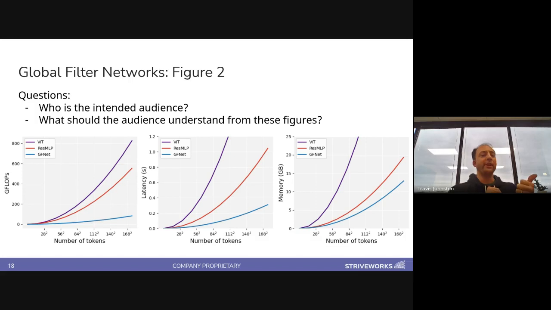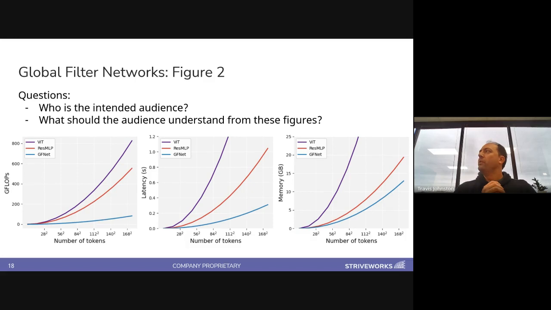The reviewers are going to be looking at it and deciding if they want to accept this paper to the conference and to be published. And practitioners like us are going to be deciding whether or not we want to try using these global filter networks instead of something else that we're doing, right? Like, do we want to put out the effort to use those?